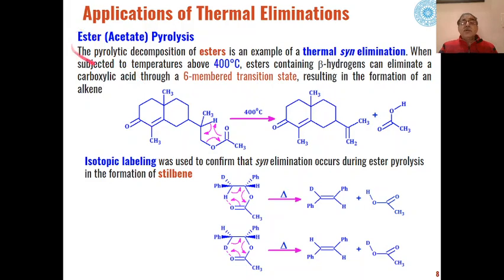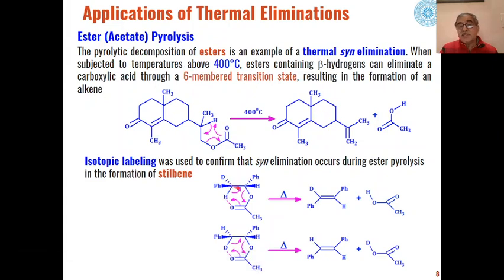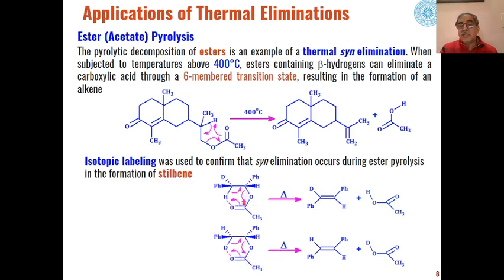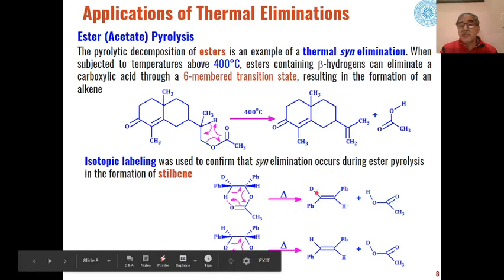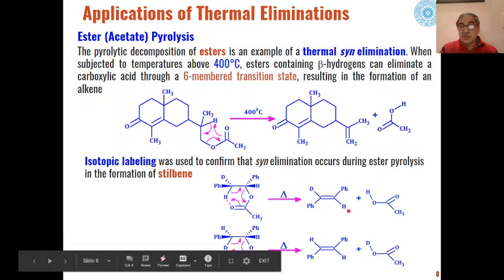Now, these pyrolytic reactions take place in a syn fashion, and this can be confirmed if we use the pyrolysis of these two esters to form stilbene. We can see over here this hydrogen is syn to the other leaving group, and through this 6-member transition state, this will lead to the formation of this stilbene, where deuterium is present opposite to this hydrogen.